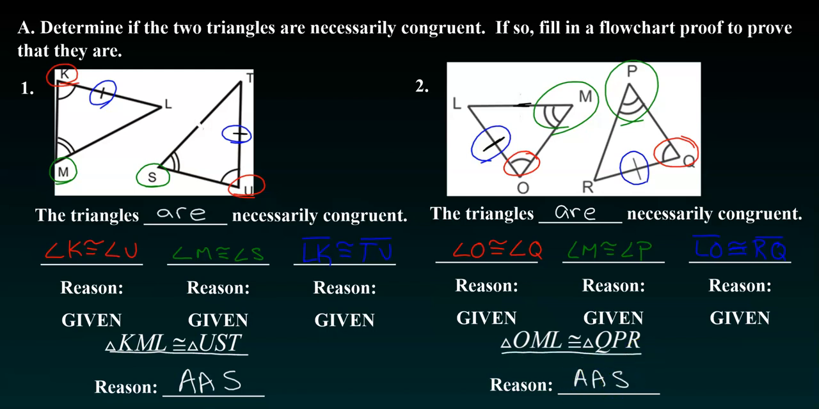Okay, so hopefully you said that they are necessarily congruent, and you found that angle O is congruent to angle Q, and angle M is congruent to angle P, and side LO is congruent to side RQ. And because all those are congruent, we can say that triangle OML is congruent to triangle QPR, with the reasoning that angle-angle side theorem. And with that, that's your first set of notes for today.